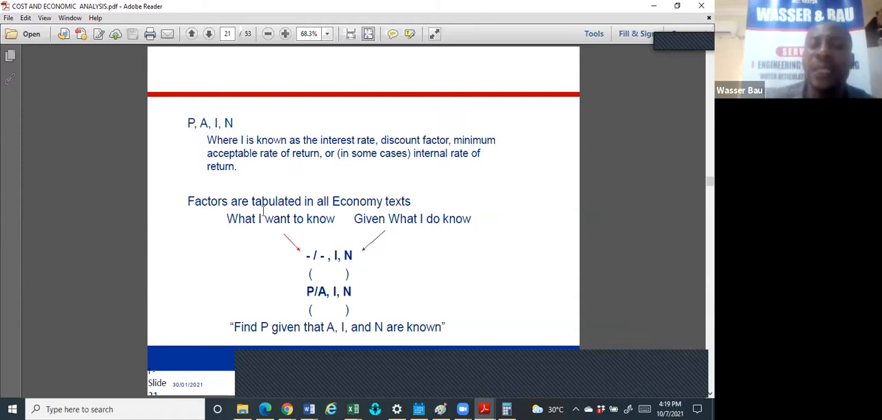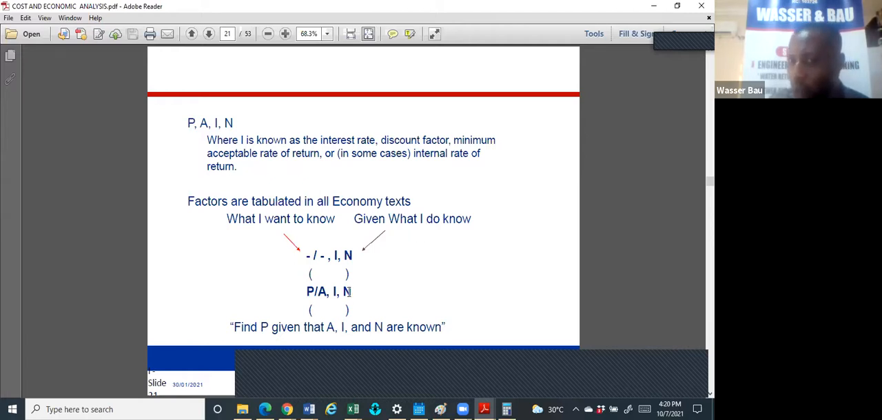Now, factors in the table in all economic tests are tabulated like this. Whatever is up is what you want, sorry, what you're looking for. Then whatever symbol is down is what is given. So if you see something like this, what it simply means is that P is what you want to find. A is given, I is given, N is given. So that's why you say P over A, I, N means everything down here is what has been given, what is known.